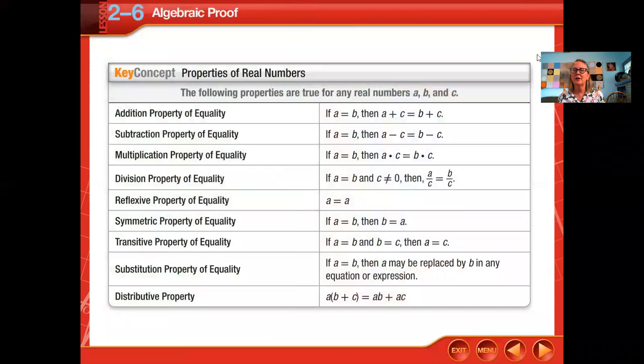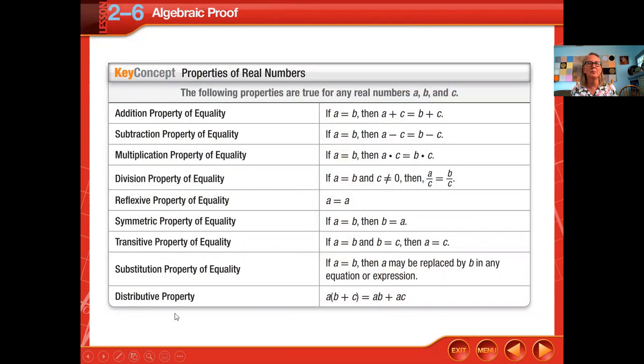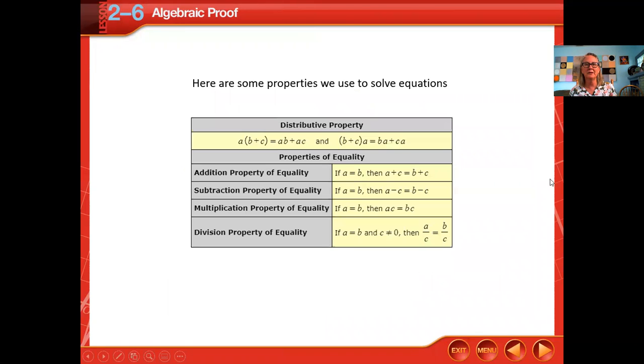Okay, so I have this here. This is in the book. These are properties of real numbers, and it looks overwhelming, like there's so many of them. But to be honest, these are the ones that we're going to use because we're going to start off doing proofs by doing algebra. It's called an algebraic proof because I think that you know how to solve equations. So you would be confident in that situation.